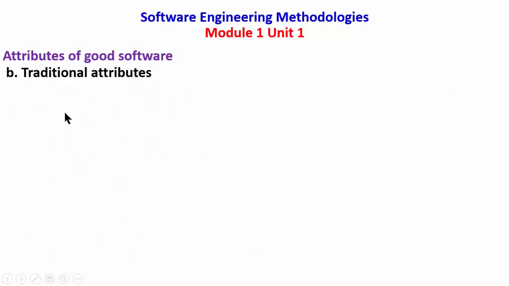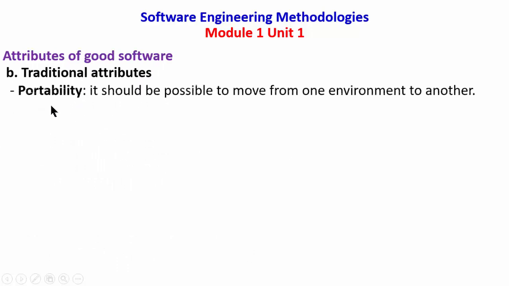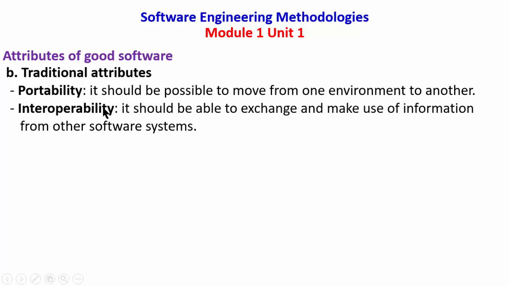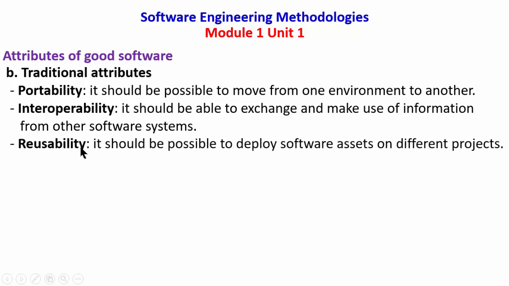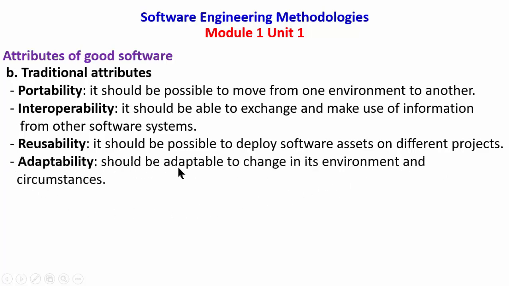The second category is traditional attributes. Portability, it should be possible to move from one environment to another. Interoperability, it should be able to exchange and make use of information from other software systems. Reusability, it should be possible to deploy software assets on different projects. Adaptability, it should be adaptable to change in its environment and circumstances.